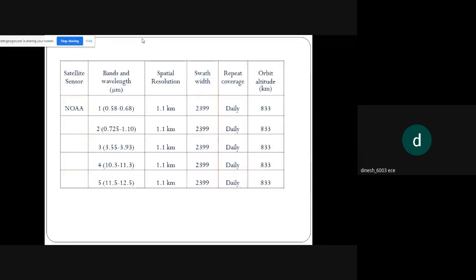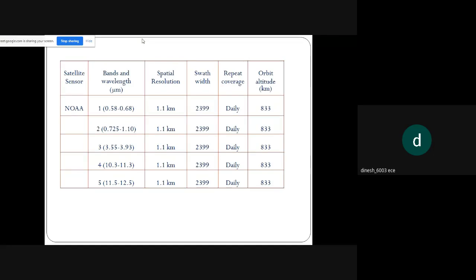So you can see some of the specifications, some of the bands, or we call them wavelengths, in what resolution it can be used, in what altitude. For example, if you use a NOAA, the band is classified 1, 2, 3, 4, 5, depending upon the wavelength: 0.58 to 0.68 micrometer. In band 2, 0.725 to 1.10 micrometer. In band 3, 3.55 to 3.93 micrometer. In band 4, 10.3 to 11.3 micrometer. In band 5, 11.5 to 12.5 micrometer.